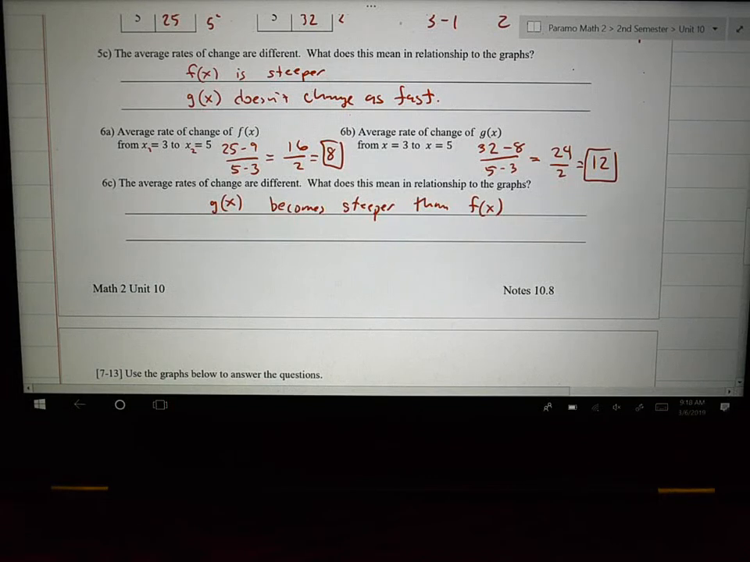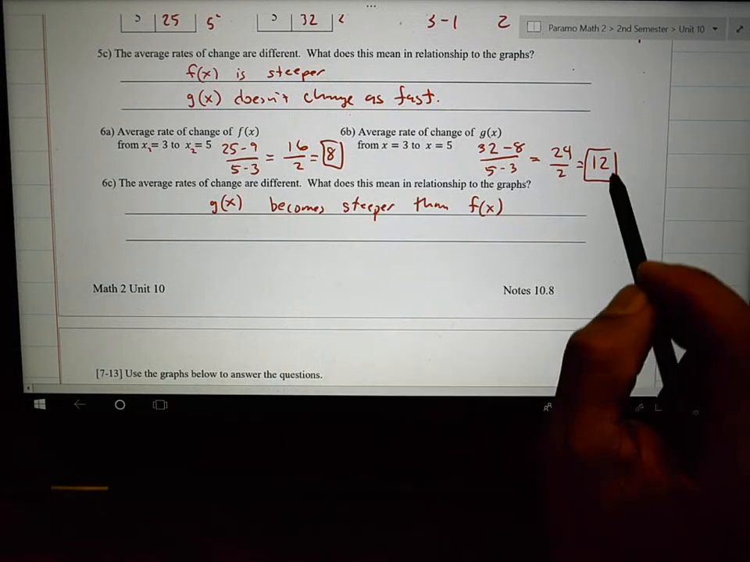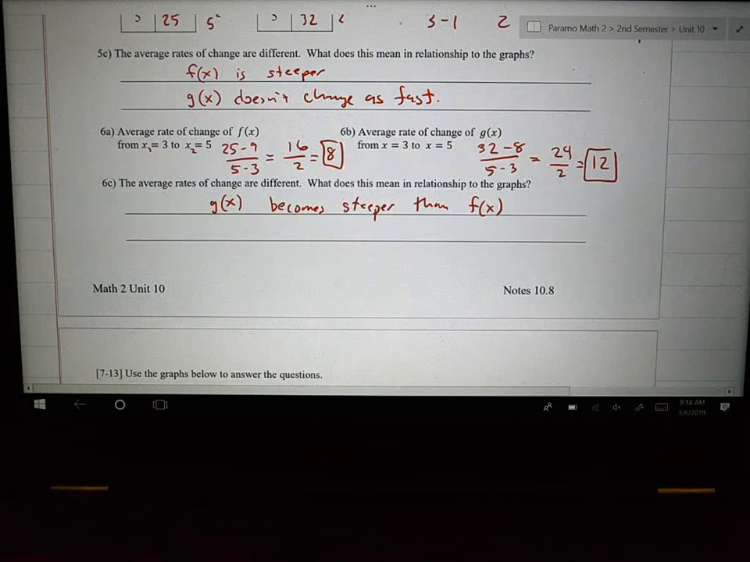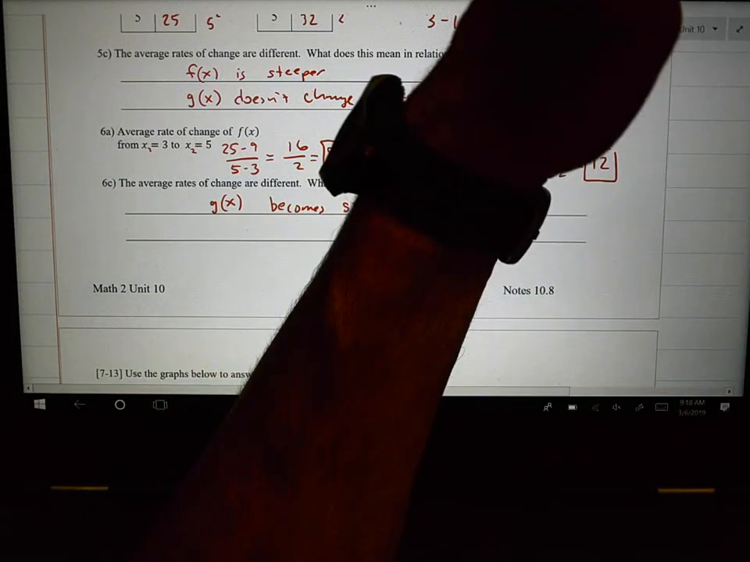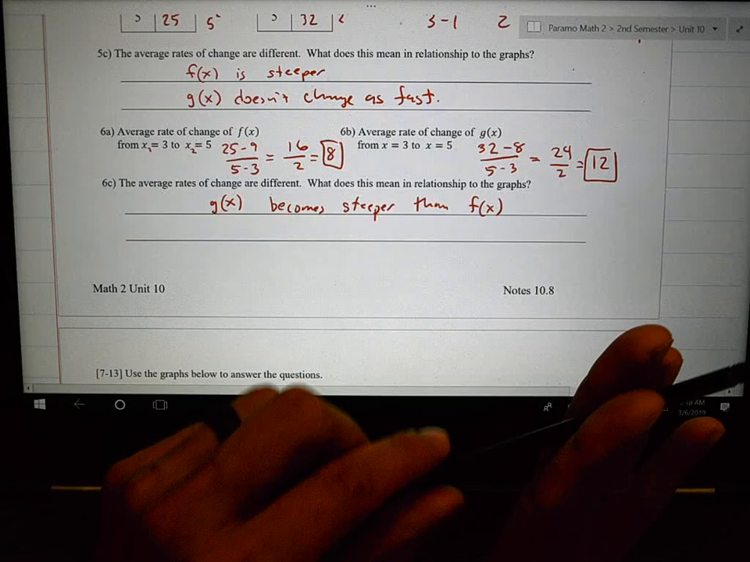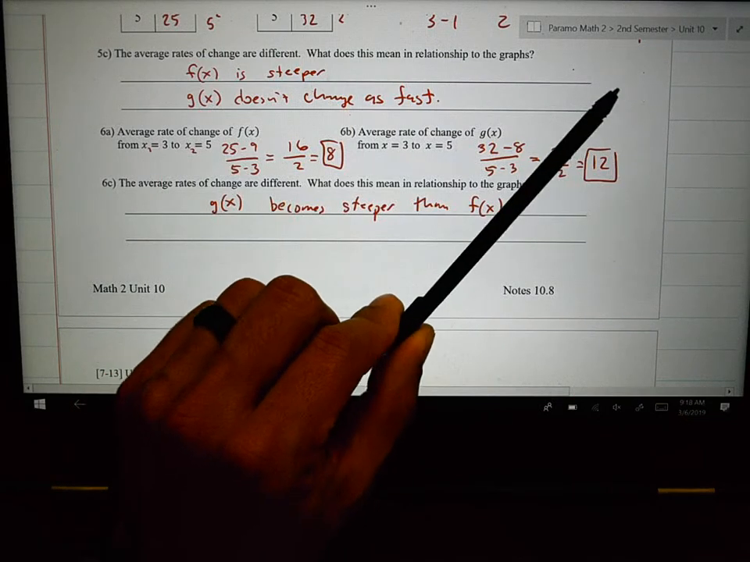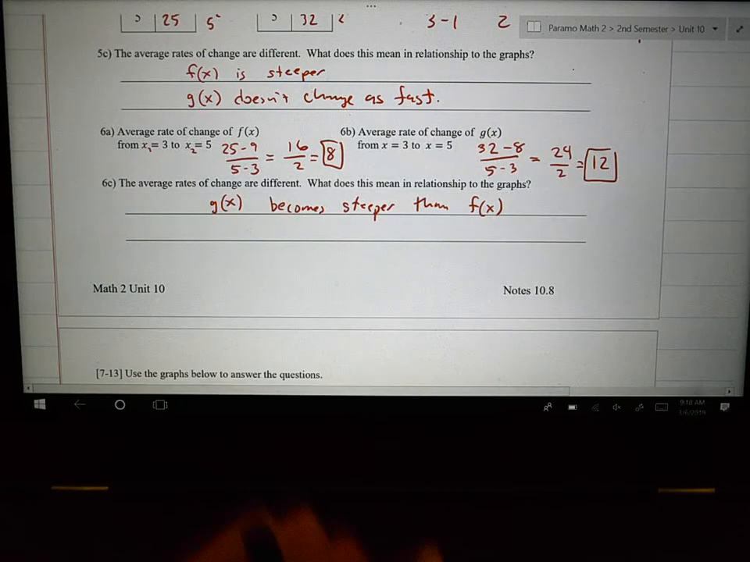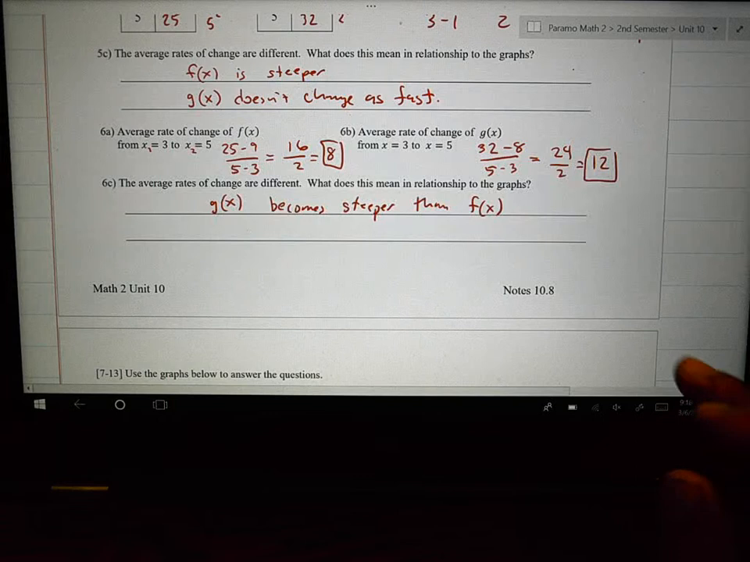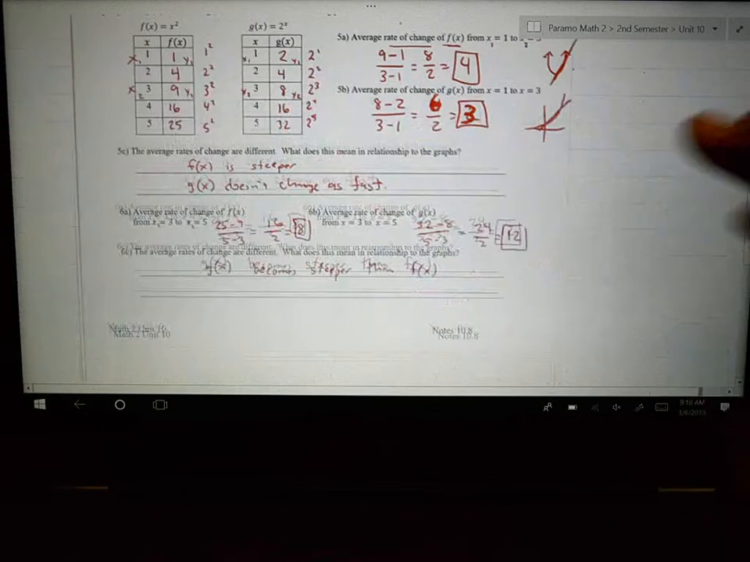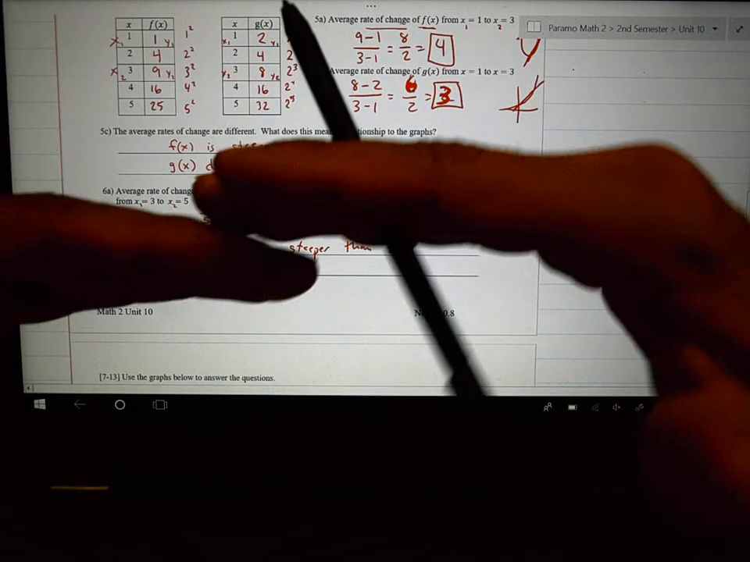And how do we know that it's steeper? It's because this has a higher rate of change. It's changing more. That means that the graph is steeper. When I think about how much is it changing by, this is the basic type of math that you're going to do throughout all of the worksheet.